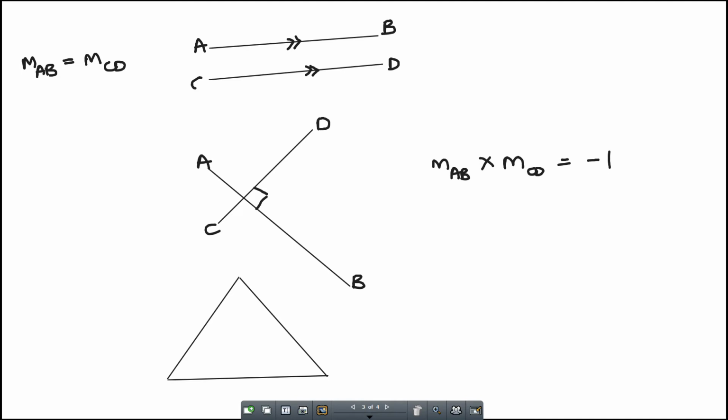Nou, al wat ons doen, all we do to work that out, let's say the gradient of the one was 3/4, nee? Then all I remember is, this was a positive, nee? So to get the second gradient, I know the sign must change, so it must be negative. Nee? And then these two must just swap around. So 4/3. Nee. Kom ons sê dit was gewees 2. Let's say the gradient was -2.